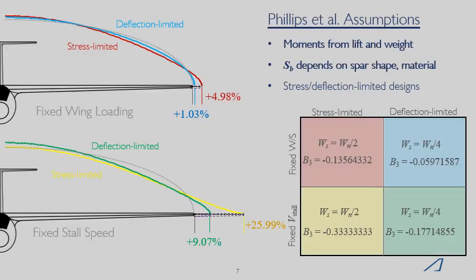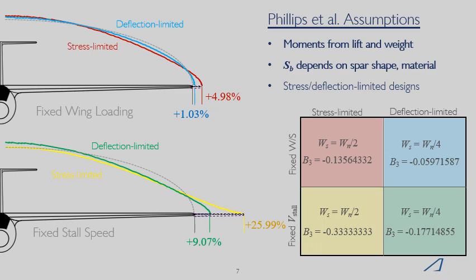Recently, however, Phillips and others, including myself, have taken another look at this problem, rehashed some of Prandtl's original work, and relaxed some of his main assumptions. In particular, we allowed the moments to be produced by the lift and the weight distribution, and we related this arbitrary proportionality coefficient to the spar structural and material properties. We identified several different lift distributions that minimize induced drag depending on the design constraints, and we looked at several different sets of design constraints.